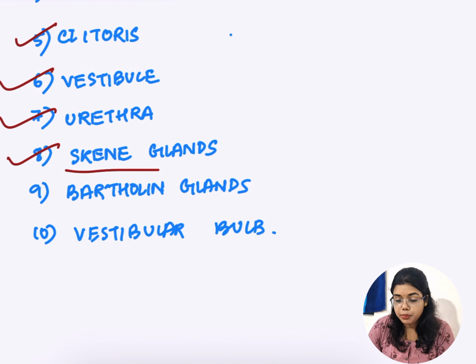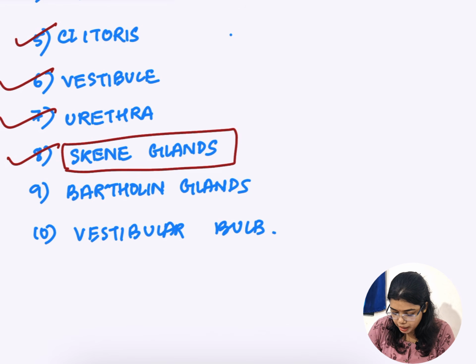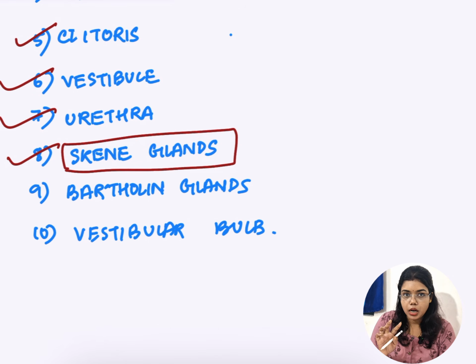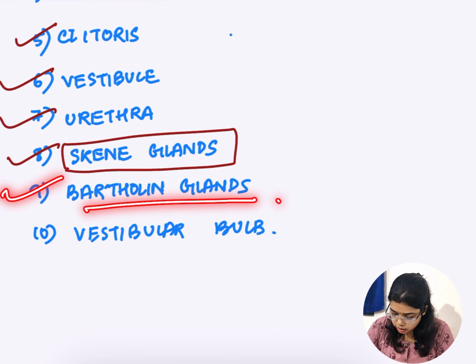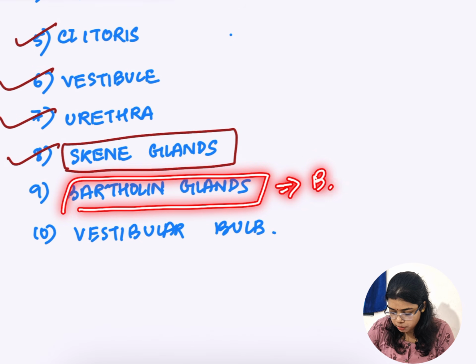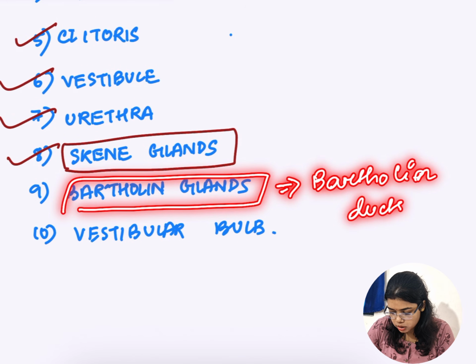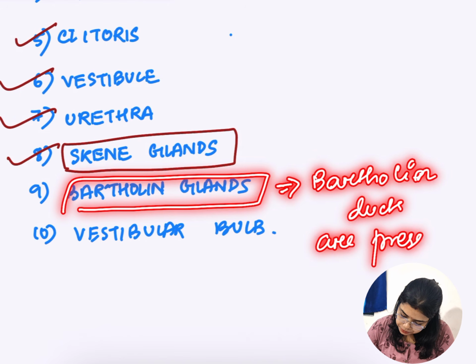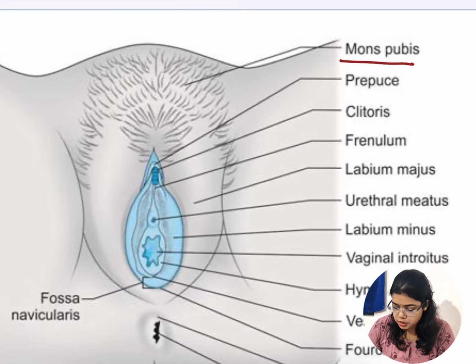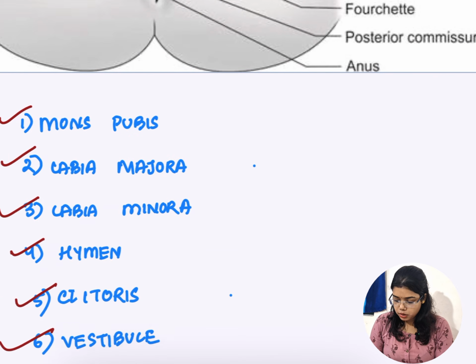What are skin glands? I will be telling you in details. Skin glands are the paraurethral glands, which are present along the side of the urethra. And then ninth is Bartholin glands, and Bartholin glands are not present outside. Okay, the opening of the Bartholin ducts are present in external genitalia. And then 10th is the vestibular bulb. Okay, so remember all this.